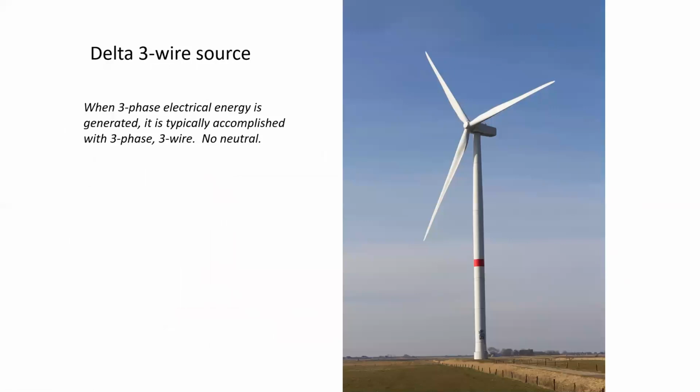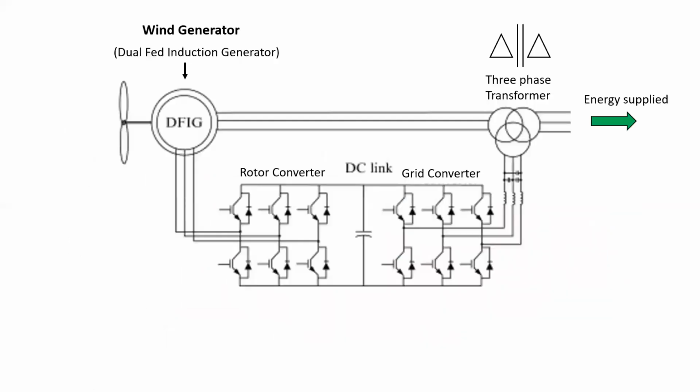Other sources that are not utility provided also are ungrounded. When three-phase electrical energy is generated, it's typically accomplished with three-phase three-wire, or delta, no neutral. In a situation like this, we are again dealing with an ungrounded three-phase source.